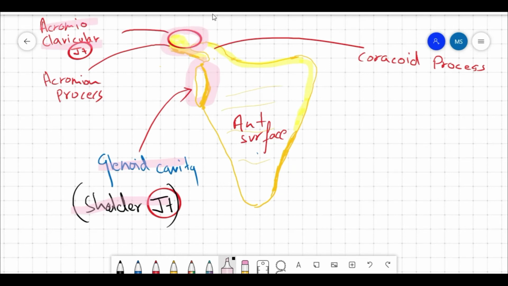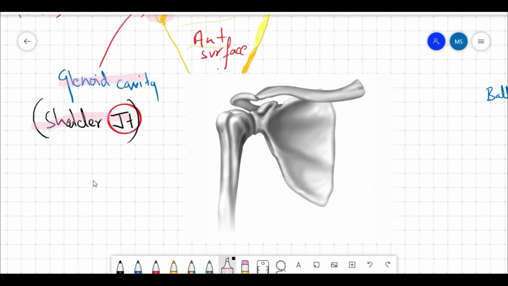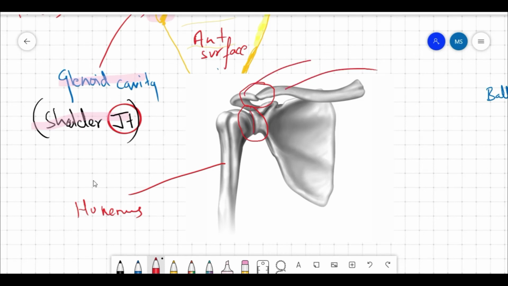Let me show you the real photos of it. Here you can see the shoulder joint as well as the acromioclavicular joint. Here is the acromioclavicular joint and here is the shoulder joint. This humerus forms a shoulder joint at the glenoid cavity. This is the glenoid cavity, and the acromion process forms, with the acromial end of the clavicle, the acromioclavicular joint.